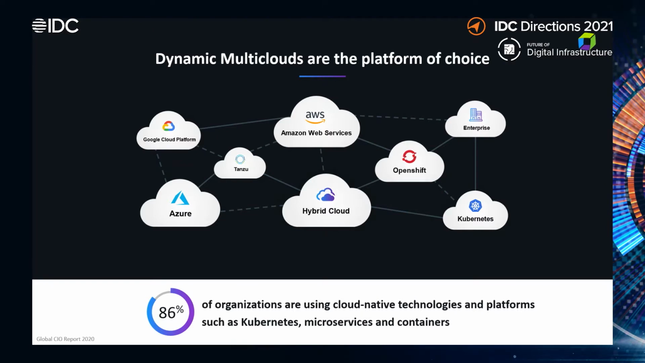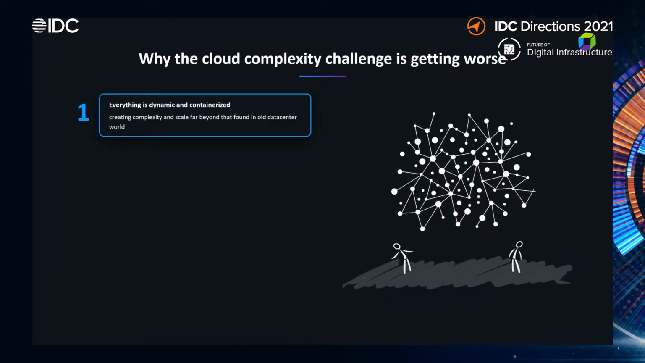Now, when we think about these dynamic multi-clouds, why is the complexity getting worse and worse if you are moving into those cloud platforms? The first aspect is that everything is dynamic. Everything is being spread and stored inside containers. So we suddenly have a lot of very small pieces that all interact with each other and that are dynamically spun up, spun down, with multiple instances running, and all together are responsible for our applications to work. That's a complexity and a scale that we haven't seen in the old data center world that we all used to live in.